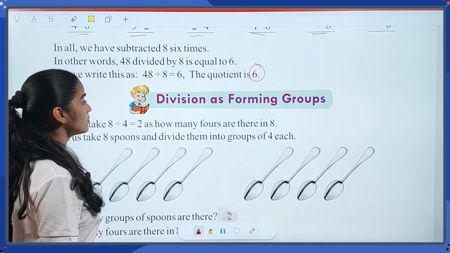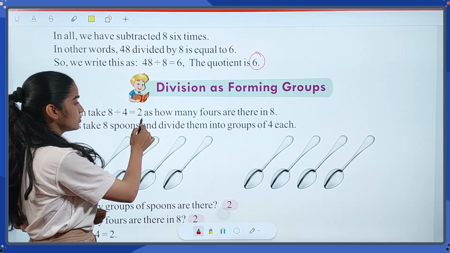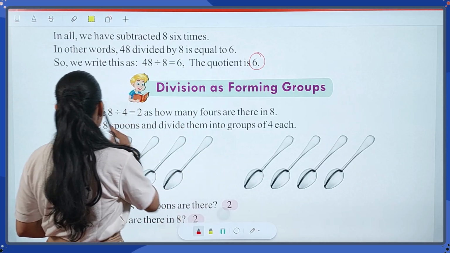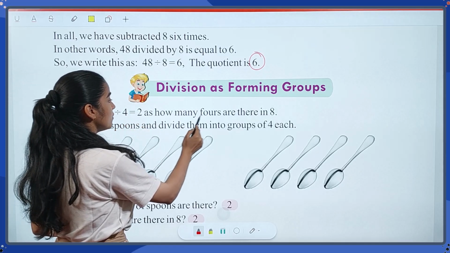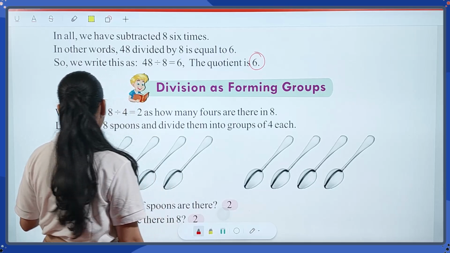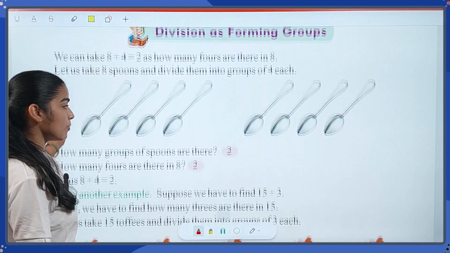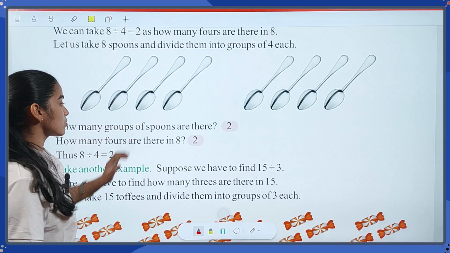Okay. Now division as forming groups. We can take 8 divided by 4 is equal to 2, as in how many 4s are there in 8. Let's take 8 spoons and divide them into groups of 4 each. So how many groups do we have? We have 2 groups in total.